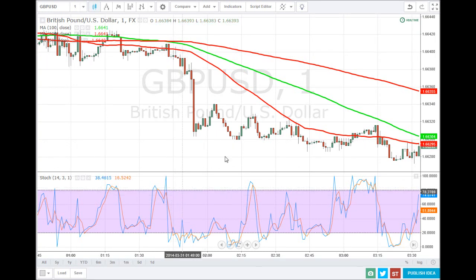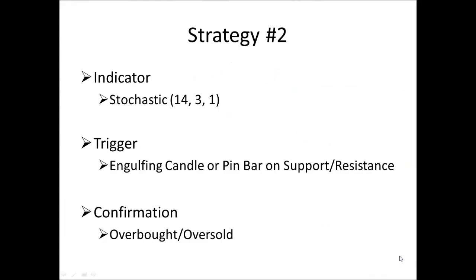It's not showing overbought. Let me now demonstrate strategy 2 for trading 60-second options. We will need a single indicator this time. The stochastic set at the default once again at 14.31. Our trigger will be an engulfing candle or pin bar on support and resistance, and our confirmation will be the stochastic overbought and oversold.